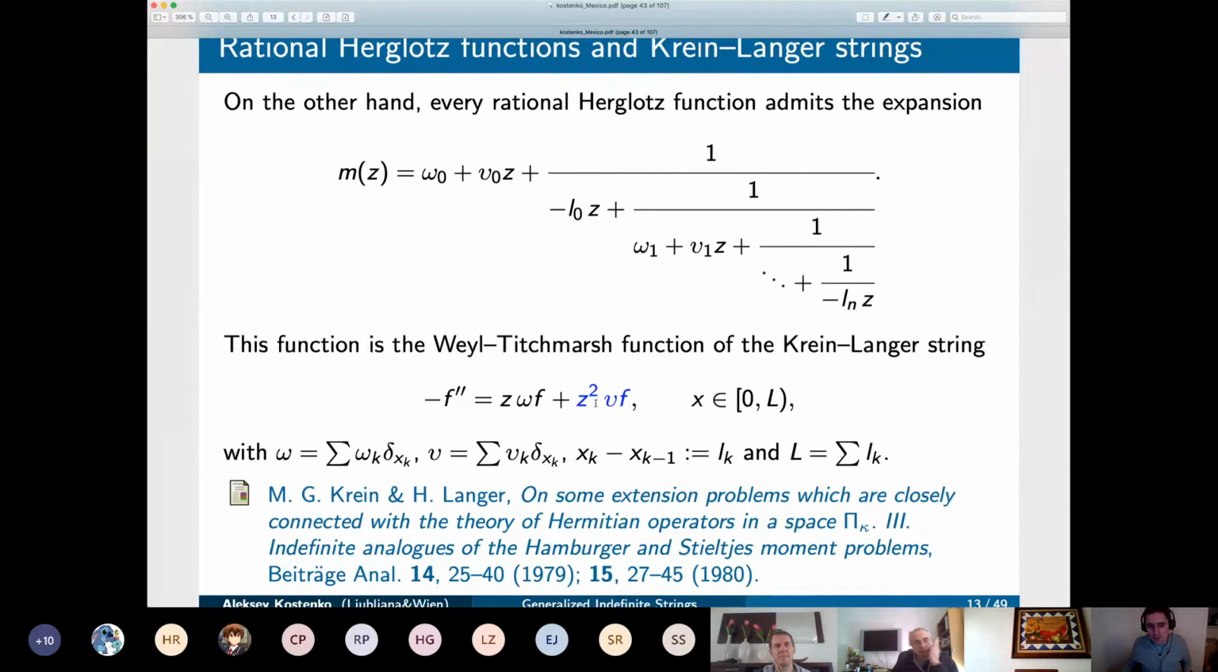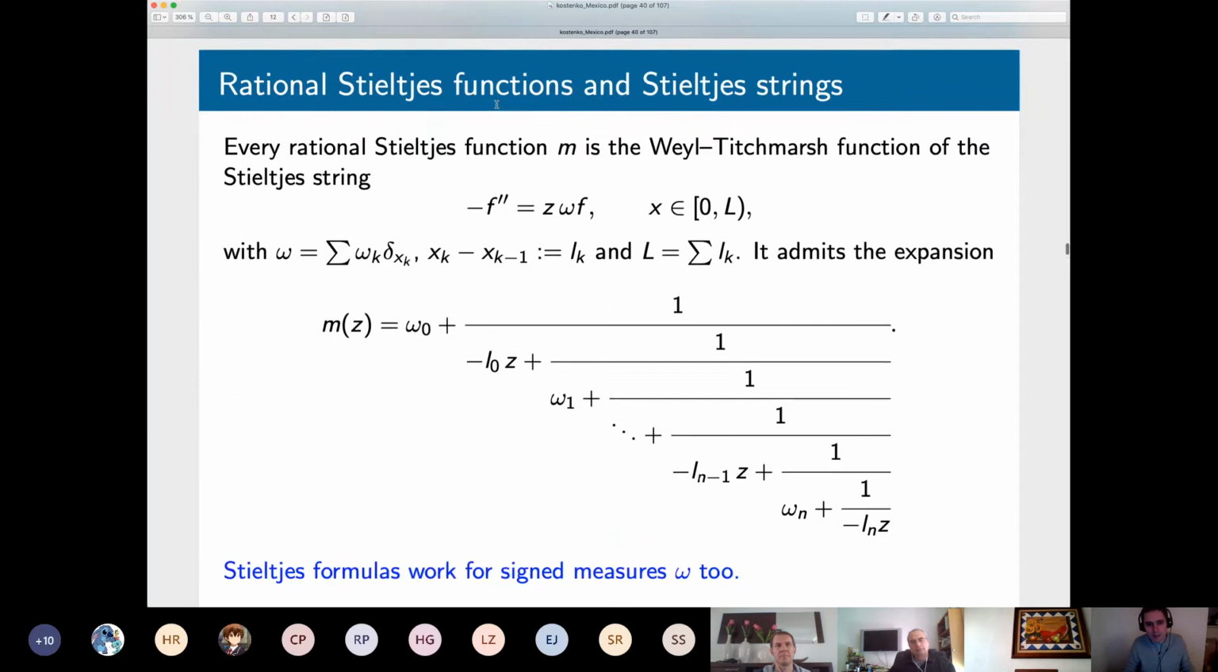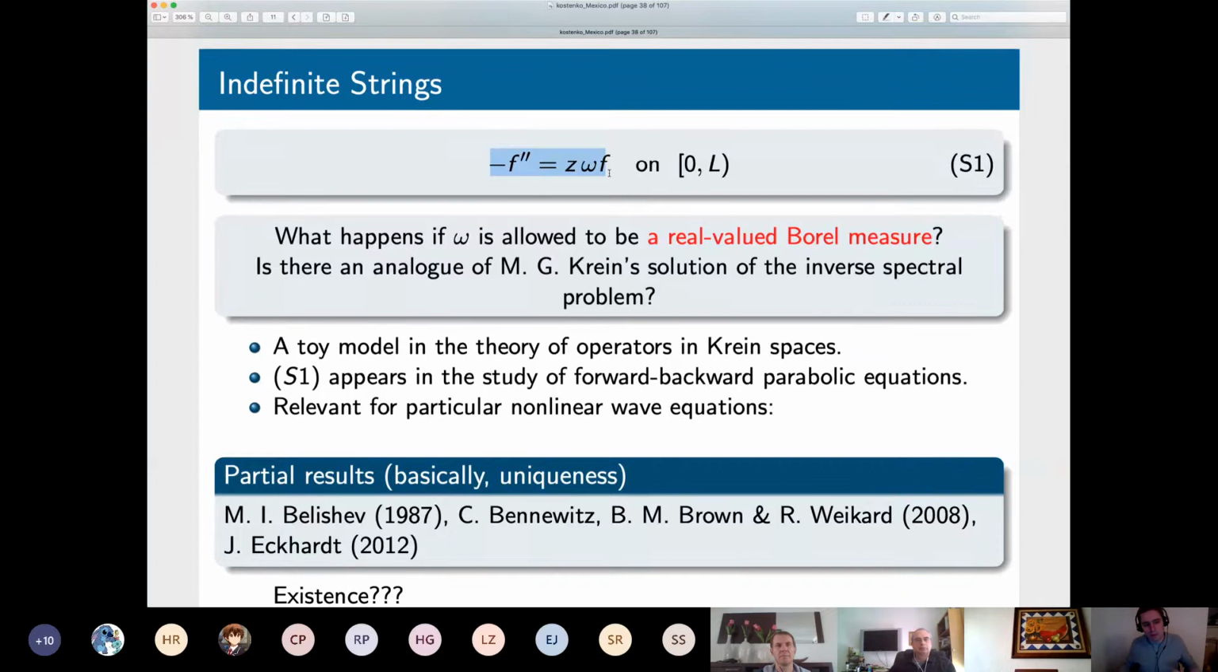This class of problems was first introduced by Mark Krein and Heinz Langer, I think in 1972. This object played a very important role in their solution of the indefinite analog of the Hamburger and Stieltjes moment problems. They proved the analog of the Stieltjes formulas and so on. But the main fact is that this is exactly the indication that existence is a subtle issue when we ask whether there is a solution to the inverse spectral problem, as the case of rational Herglotz functions indicates.